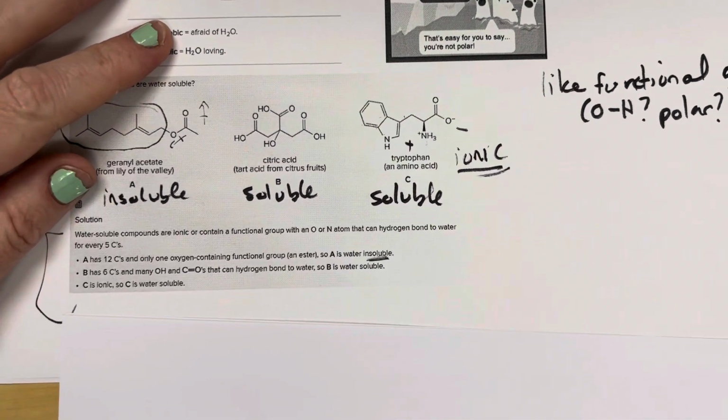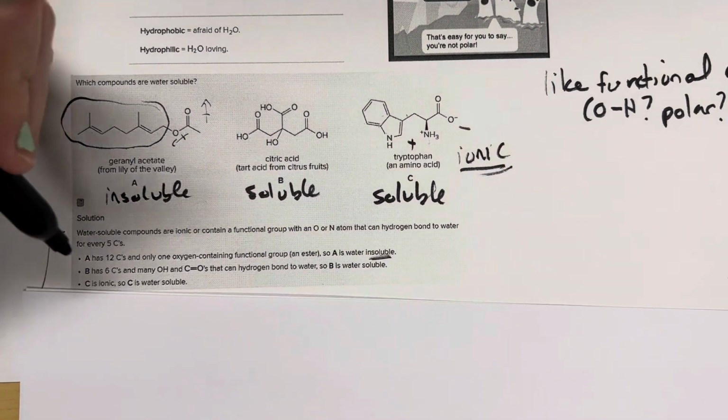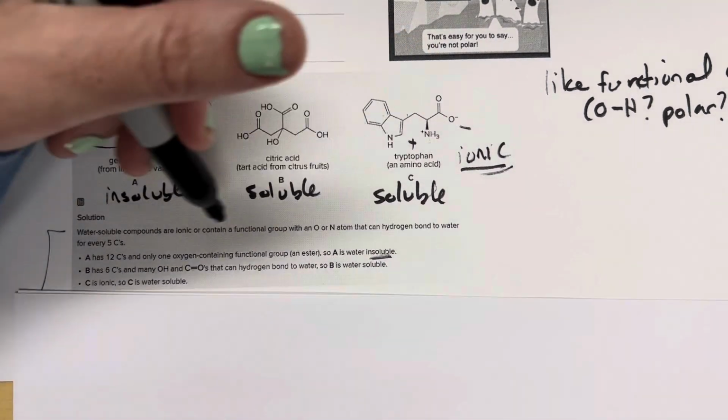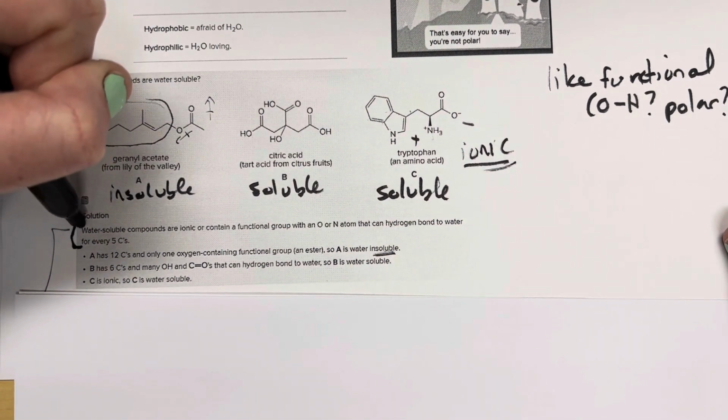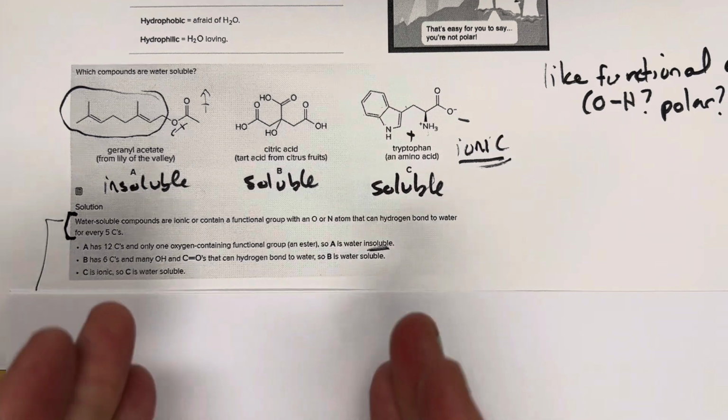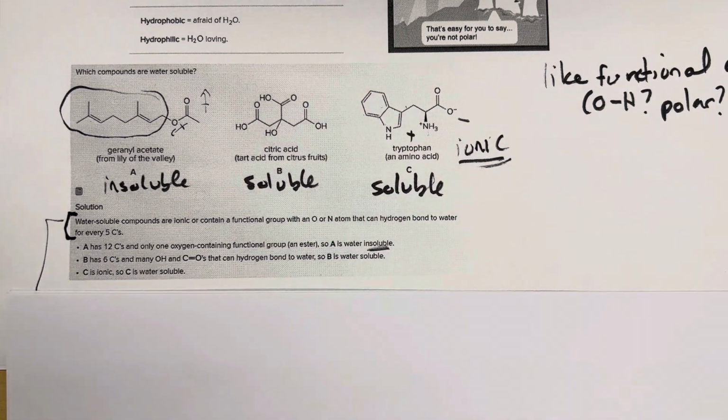All right, if you want some more explanation, I like this one because I didn't write down the carbon rules, which was mainly just this thing. If you have a functional group with an N or O that can hydrogen bond in water, you need to have it every 5 carbons or else it won't matter.